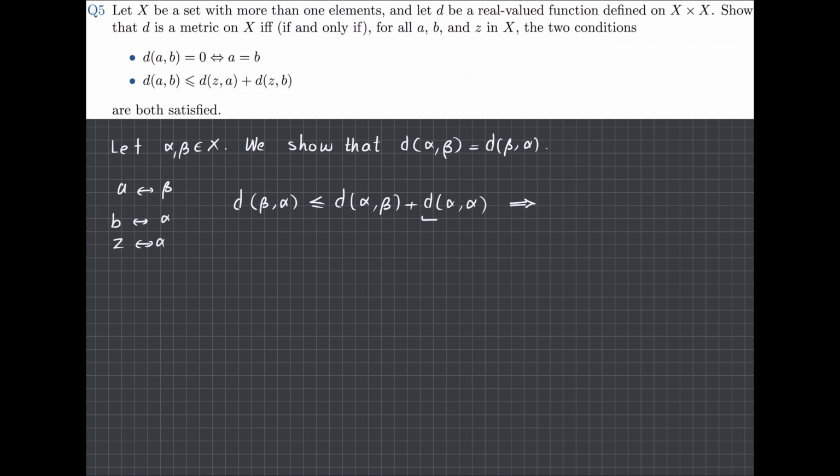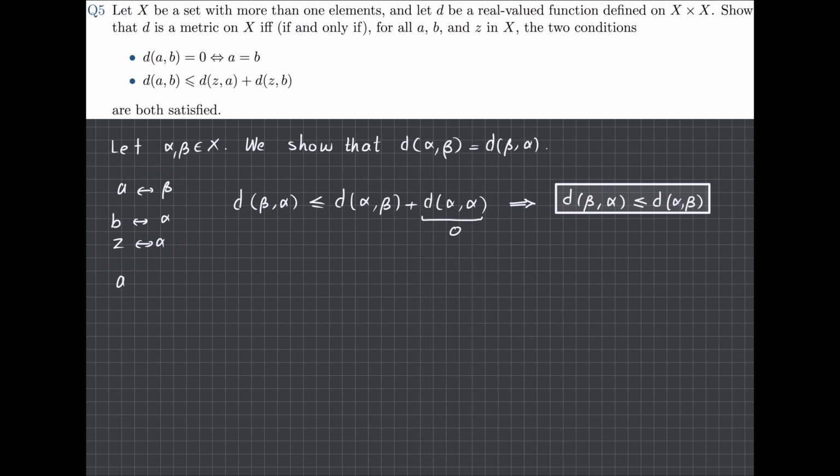So we know that this is indeed equal to 0 based on the first condition. So I realize that D of beta alpha is at most equal to D alpha and beta. Okay? So that is concluded from these two properties. Now I choose another set of replacements.